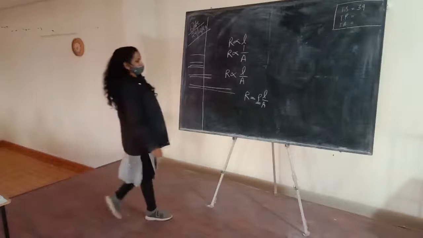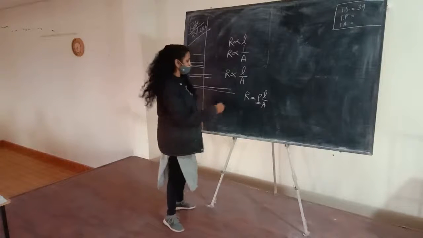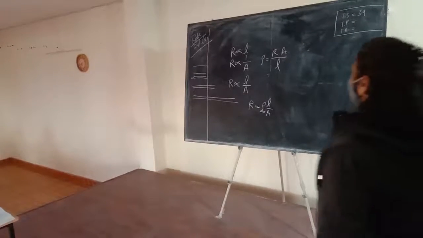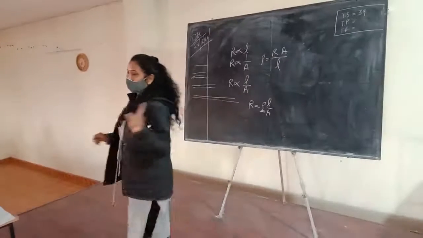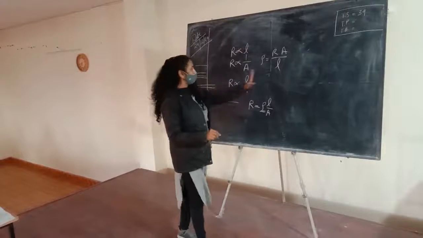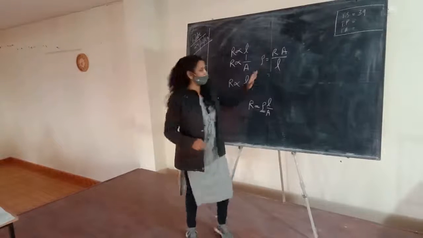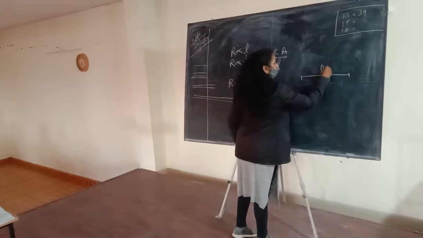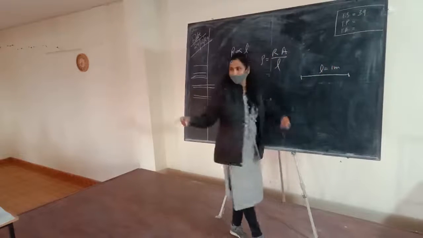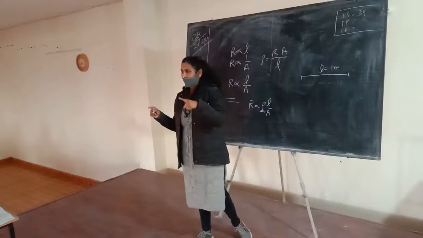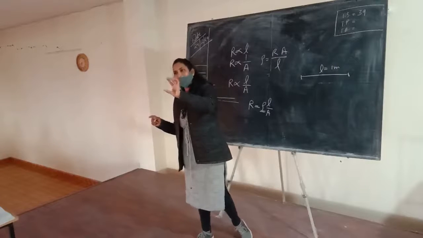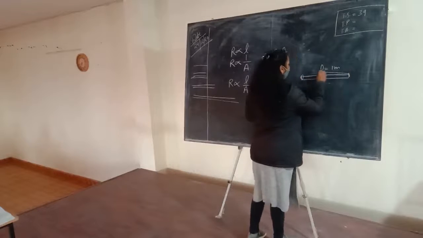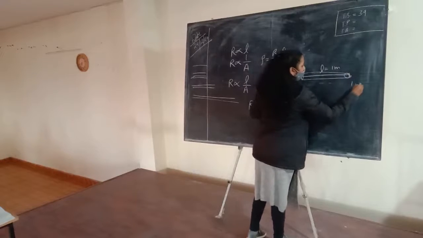For example, we can write the formula for rho, the resistivity, like this: resistivity is equal to R A upon L. Or we can define the resistivity like this. Suppose we take a wire having a length of 1 meter and an area of cross section of 1 meter square.